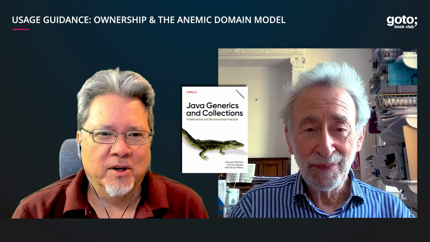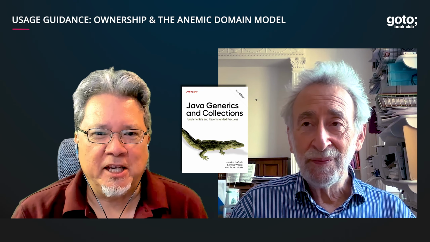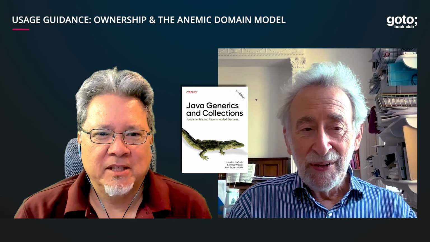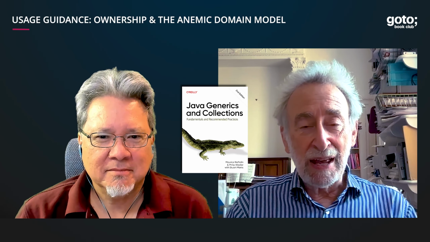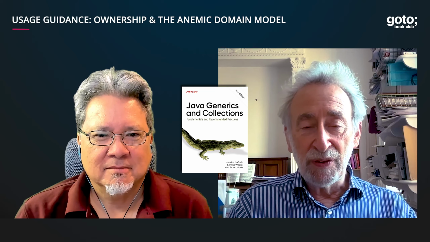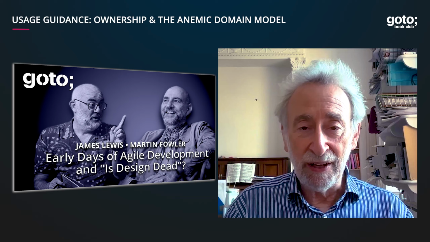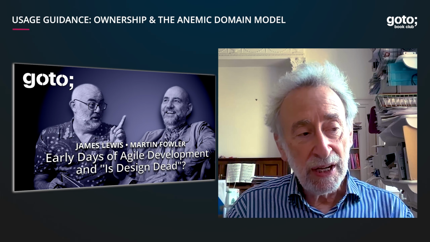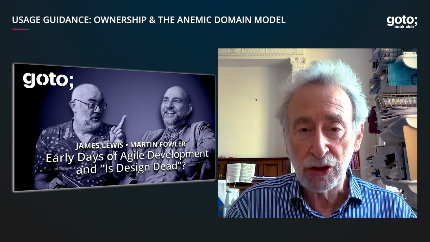And so one of the items that's covered in the usage guidance chapter is something called the anemic domain model. Did you want to mention some thoughts about that? Well, the anemic domain model, that's a term that comes from a different field of object-oriented design. I think Martin Fowler invented this in the first place. And he used it to talk about domain objects which don't actually embody the domain logic.